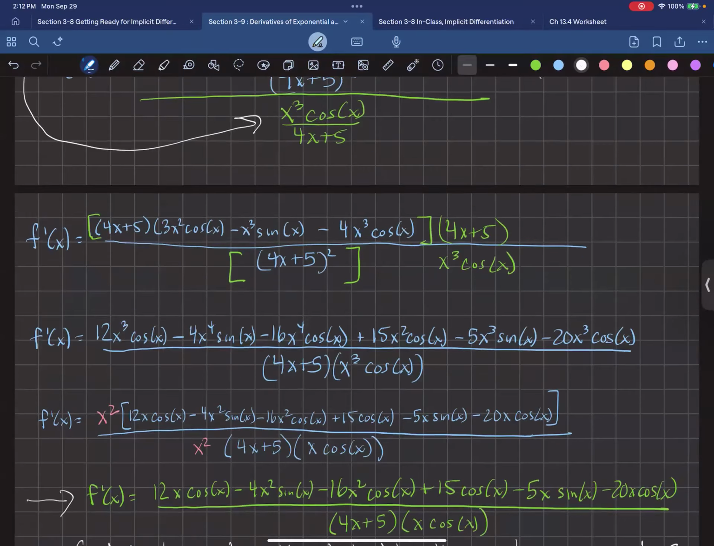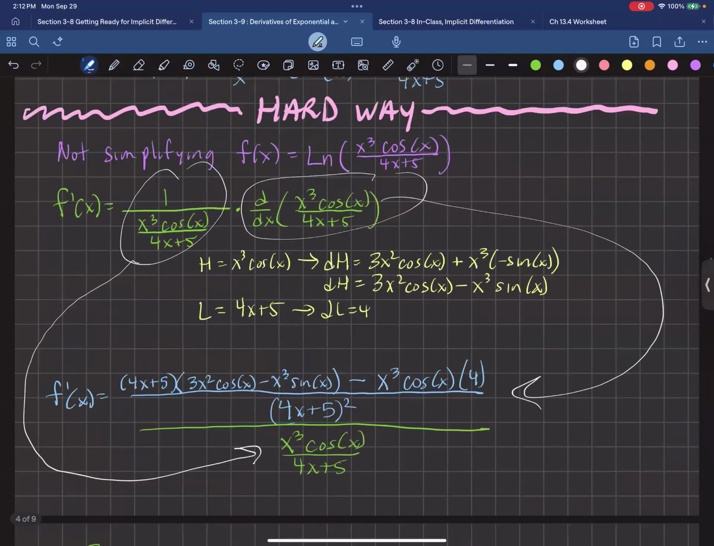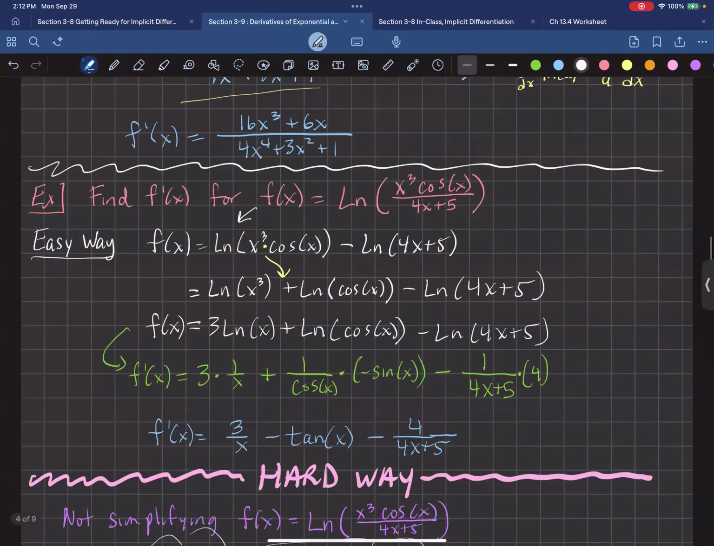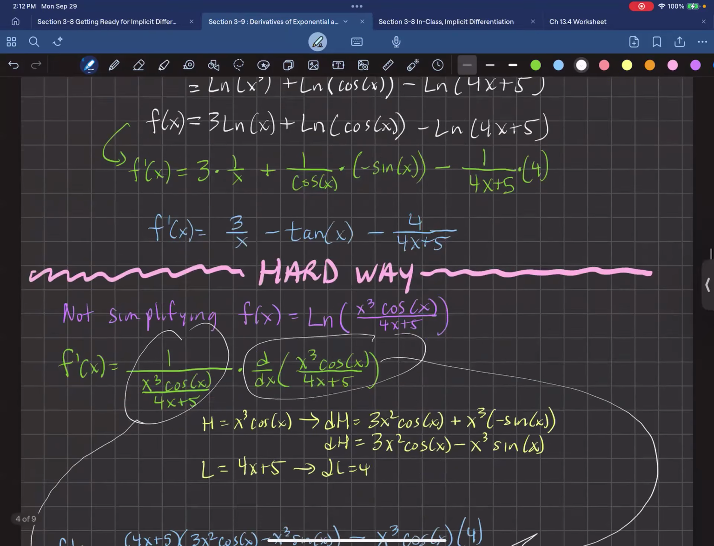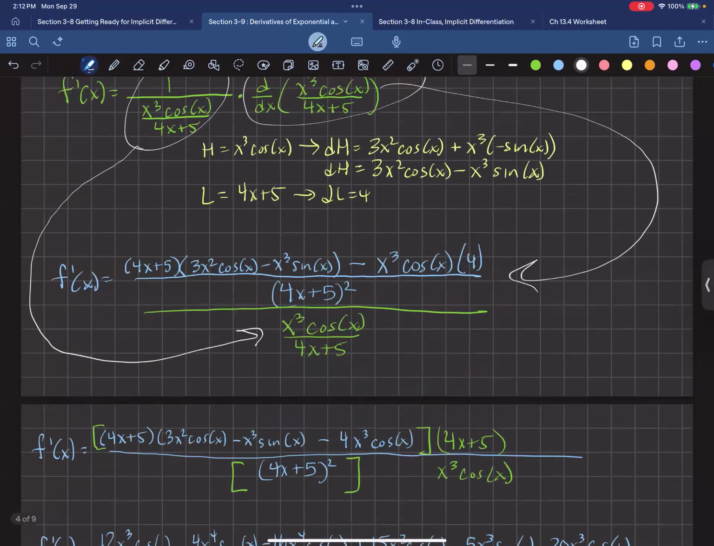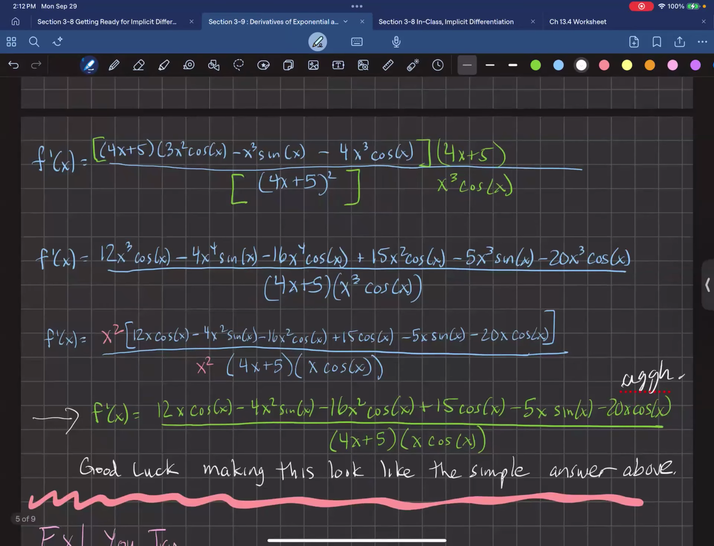I don't even want to try to do the work to get it, but look at how bad that is. Look how horrible this is. Ugh. So, don't do the hard way. When you have natural log of a bunch of crap inside, expand it out like I did up here. Okay? You can pause this video and go through the hard way if you want to see it and follow everything I did. But I think you would agree just by looking at it, that is a big hell no.